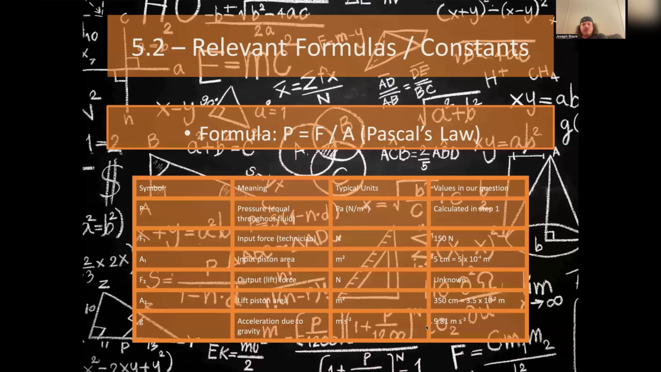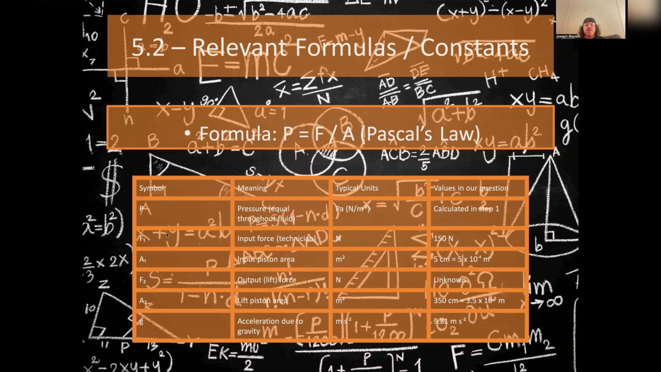Now, for our relevant formulas and constants. Our formula is going to be P equals F divided by A, which is Pascal's law. And so our symbols, or variables, are going to be P, which stands for pressure throughout the fluid. And its units are pascals, Pa. And the value it has in our question is that it's calculated within the first step.